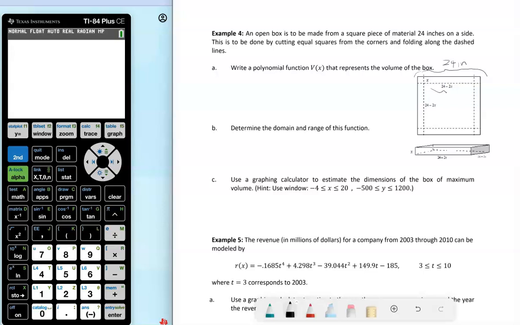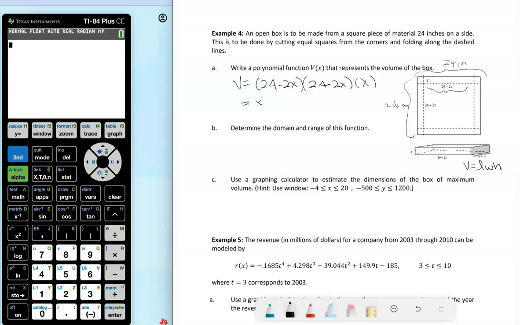So the inside portion of the box is 24 minus 2x. And since it's a square, we have the same reasoning on the vertical sides as well. So we are to write a polynomial function V of x that represents the volume of the box. Down here we have a picture of the box folded up, and volume is equal to length times width times height. So volume is going to be equal to the length, which is 24 minus 2x, times the width, which is 24 minus 2x, times the height, which is this little piece right here.